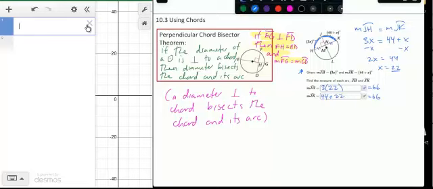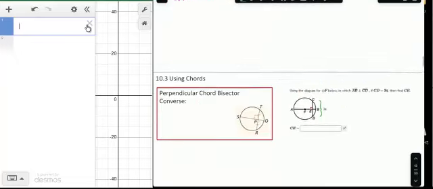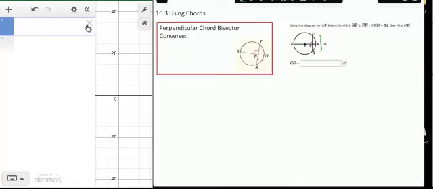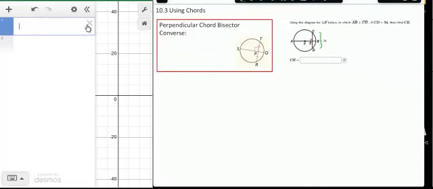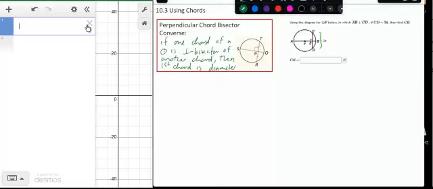All right, the next relationship is the converse of this. So it's stating the same thing, but flipping the conclusion and the hypothesis. So this is saying if a chord of a circle is the perpendicular bisector of another chord, then that first chord is going to be a diameter. Okay, so any chord that's a perpendicular bisector of another chord is also a diameter. Again, that's basically what it's saying.